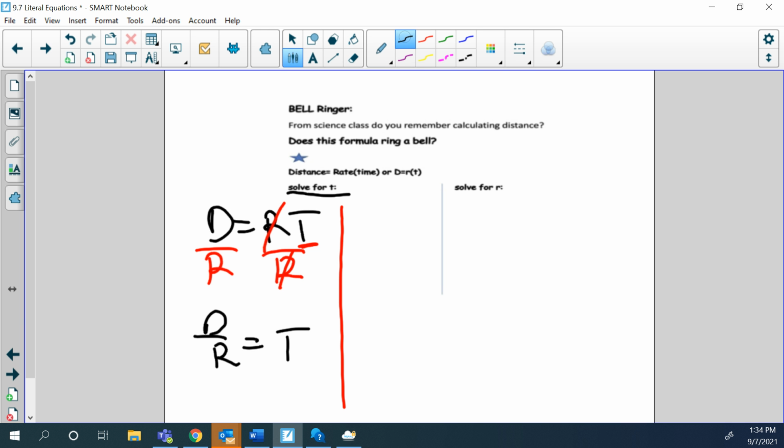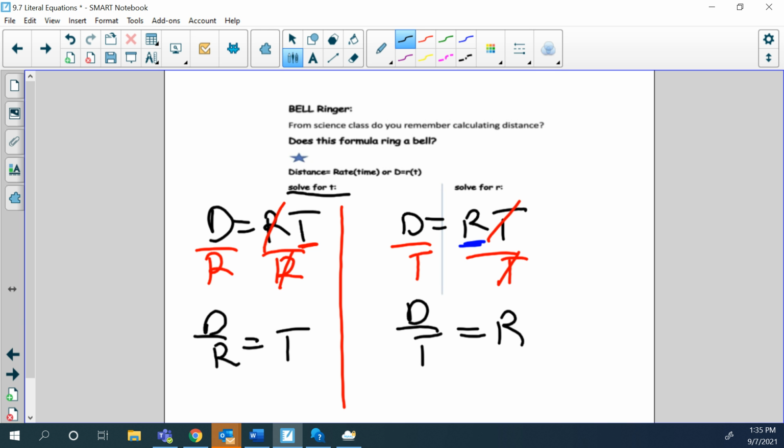Now, same distance formula where d is equal to r times t. Now I want to solve for r. This is what I'm going after, but r is being multiplied by t. So to cancel t now, all I'm going to do is divide both sides by t. Right, that goes away, and I'm left with d over t is equal to r. Okay, and so that's why we call it a literal equation, because we solve for r, and the equation still has variables on both sides.